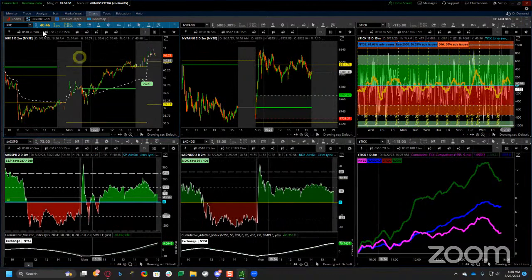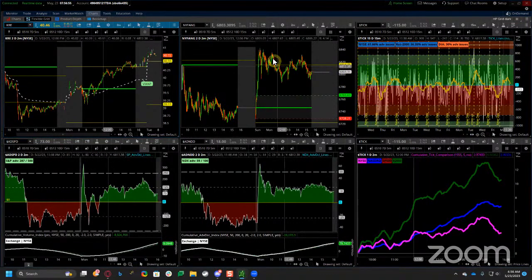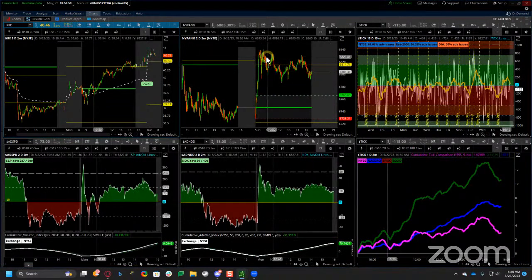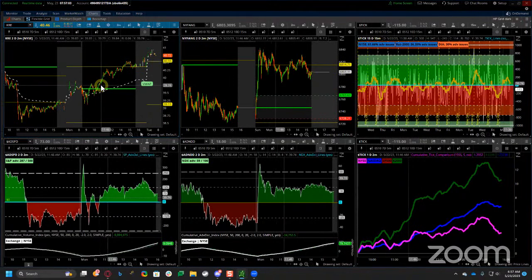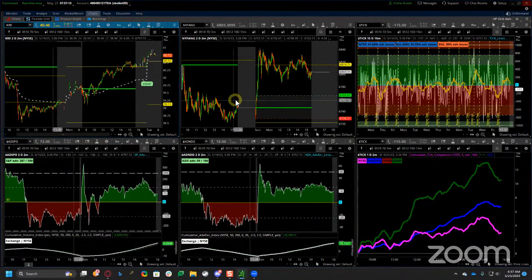All right, so what we're looking at here, KRE on the left and NY Fang in the middle. You can see how they really weren't working together yesterday, right? We had this nice move in the Fangs, and we really didn't get much out of finance. And then in the later part of the day, when we finally did get something from finance, we weren't getting any help from the Fangs. So this is that tech versus finance point of view that we're talking about.